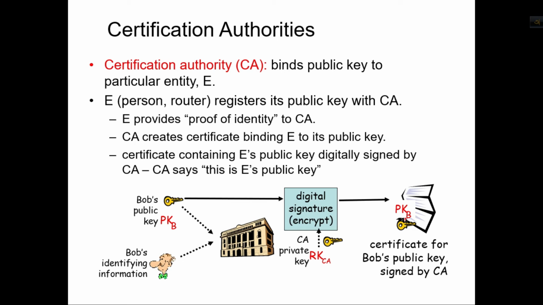Here in the diagram we see Bob's public key, that is PKB, and Bob's identity information will go through digital signature encryption. In this process, the CA private key, that is RKCA, is also involved. After digital signature encryption, a certificate is generated for Bob's public key, which is signed by the CA.